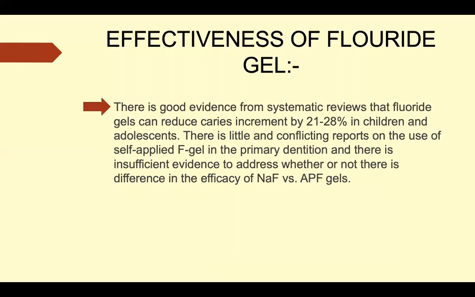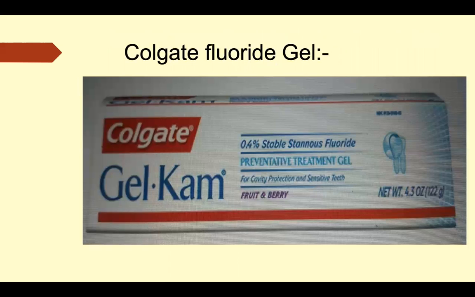Effectiveness of the fluoride gel. There is good evidence from systematic reviews that fluoride gels can reduce caries increment by 20 to 28% in children and adolescents. There are little and conflicting reports on the use of self-applied fluoride gels in primary dentition, and there is insufficient evidence to address whether or not there is a difference in the efficacy of sodium fluoride and APF gels. You can say this is a Colgate fluoride gel.